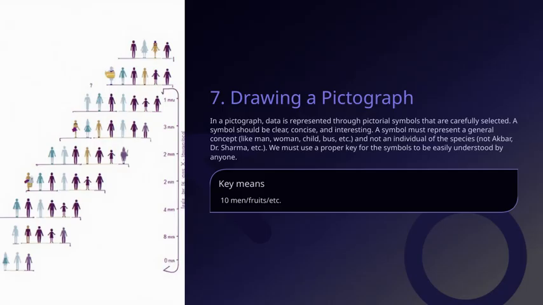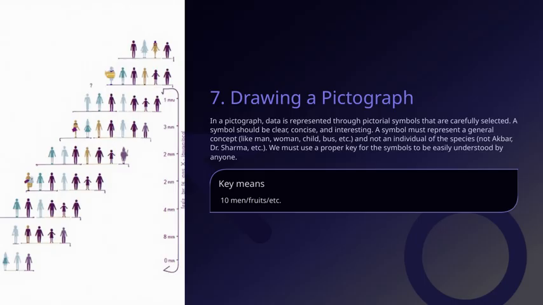Let's talk about drawing a pictograph. In a pictograph, we use pictures or symbols to represent data. The key here is that these symbols should be carefully chosen. They need to be clear, concise, and interesting. When selecting a symbol, it should represent a general concept, like a man, woman, child, or a bus, rather than an individual person or specific name. This helps keep the data easy to understand and relatable.